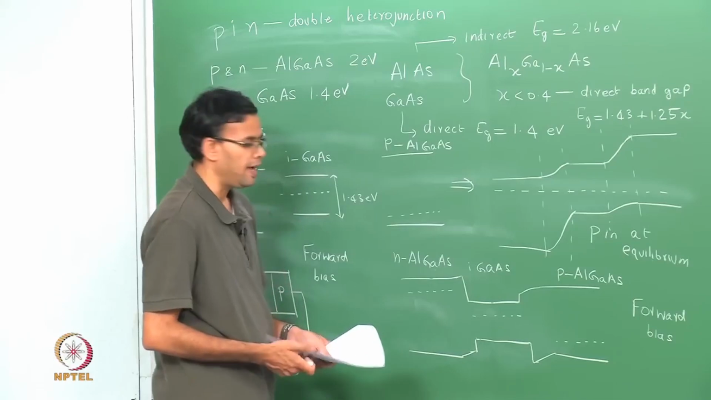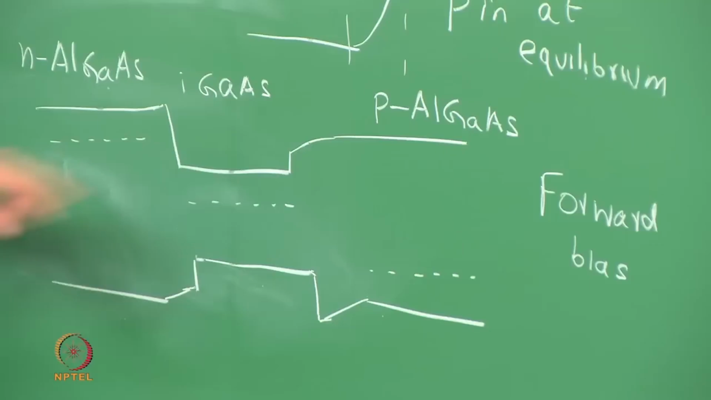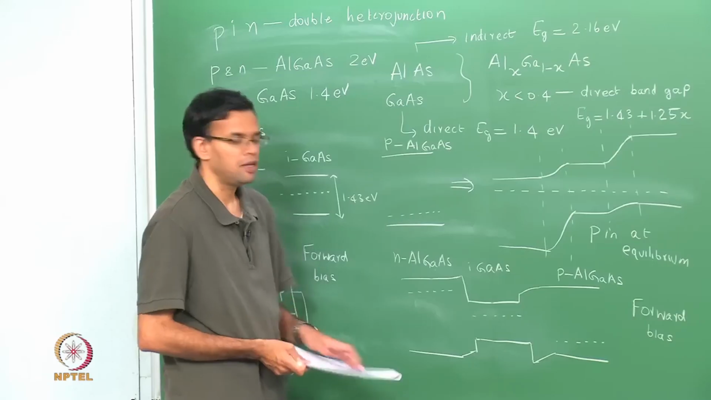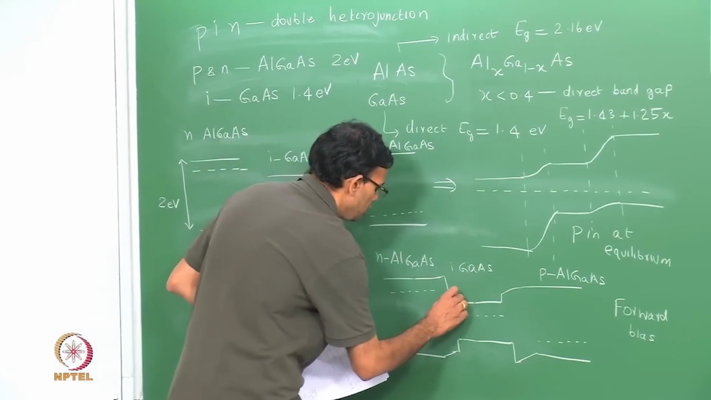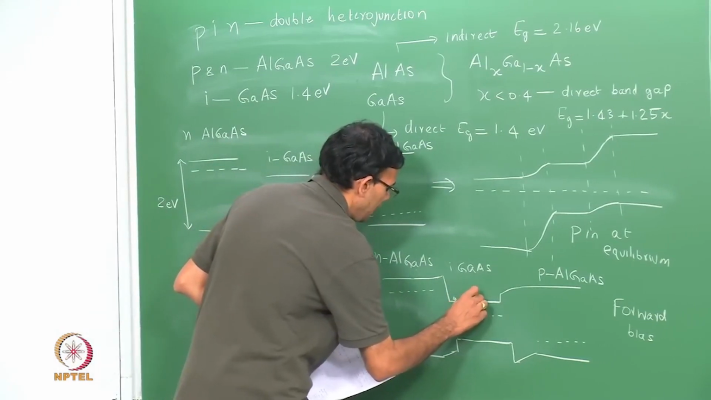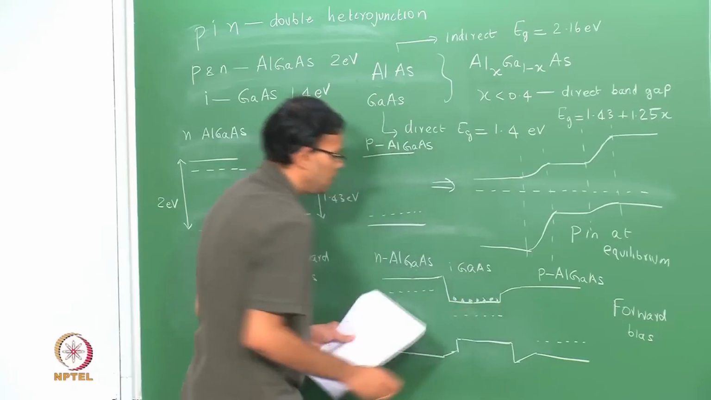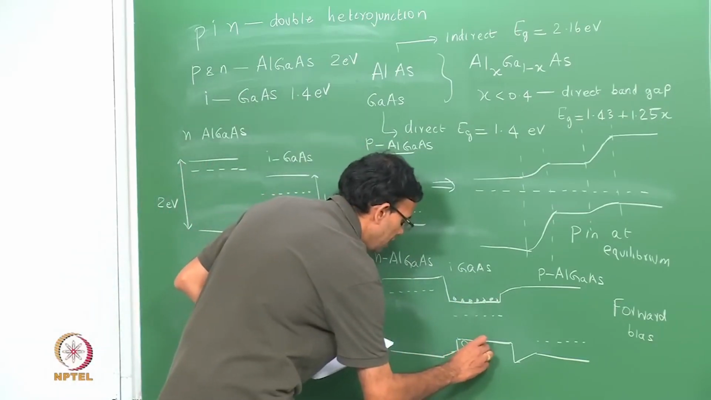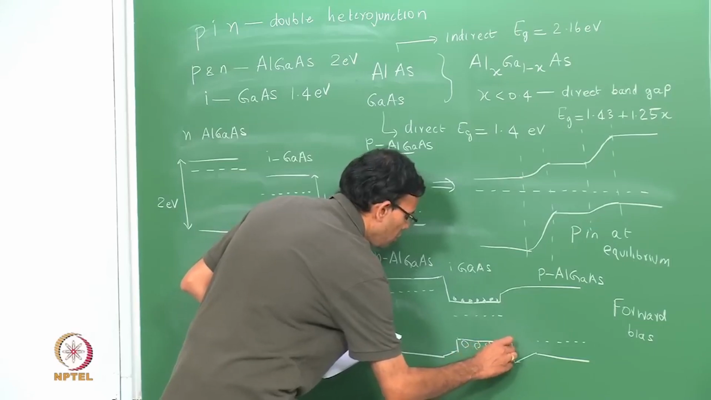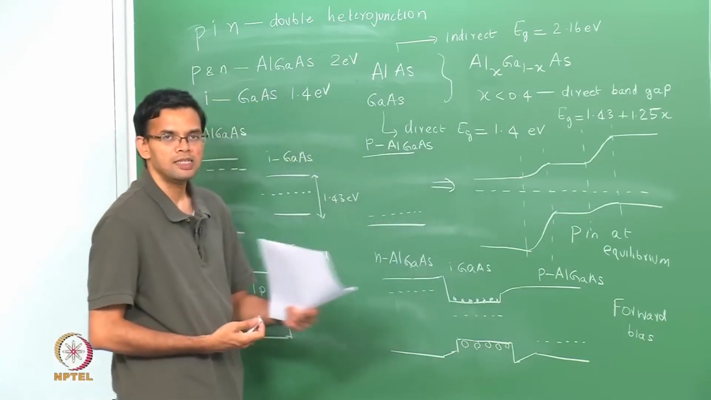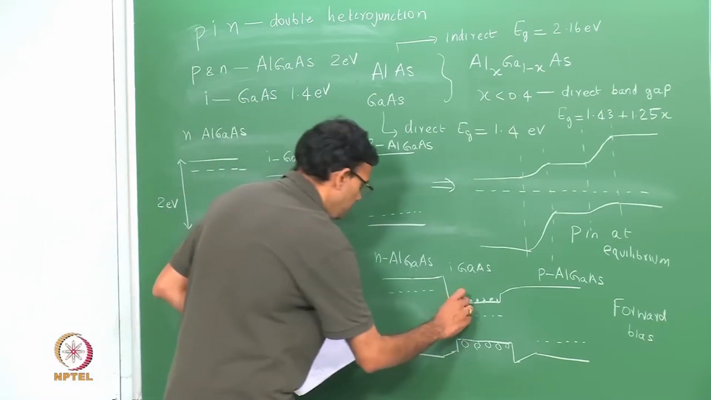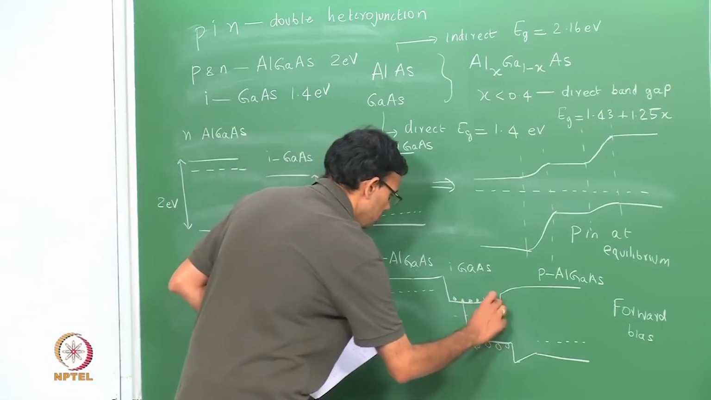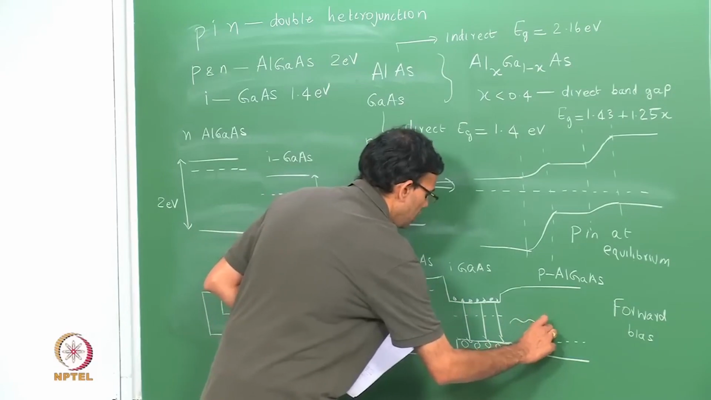So, we are injecting the electrons from the N side and we are injecting the holes from the P side. Now, because of the difference in band gaps, we create these potential wells. So, we have a potential well where electrons can accumulate in gallium arsenide. We also have a potential well in the valence band side, so holes can accumulate. These electrons and holes can recombine and then give you light.